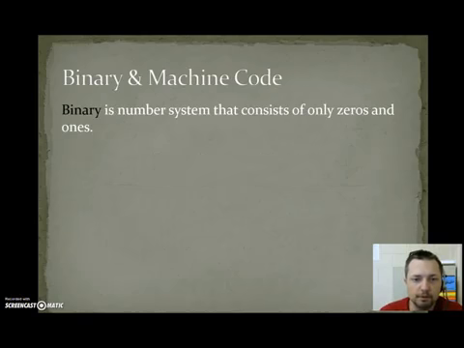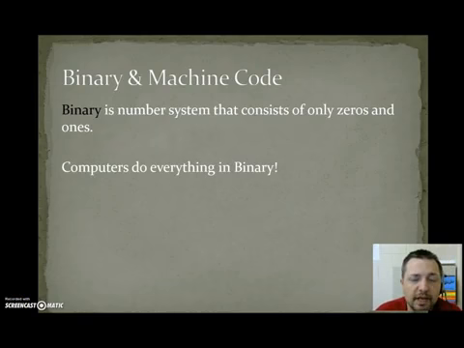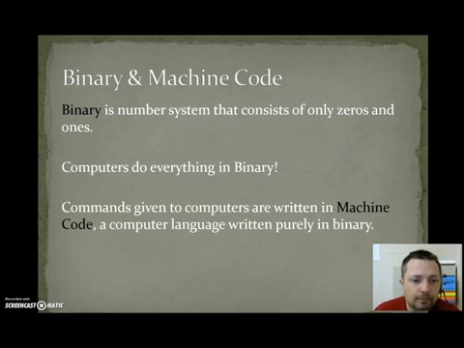Java Basics, Part 1. Binary is a number system that consists only of zeros and ones. Computers do everything in binary. Everything from drawing an image to the screen, to playing a computer game, to sending an email. Commands given to a computer are written in machine code, a computer language written purely in binary, only zeros and ones. That's all computers understand.